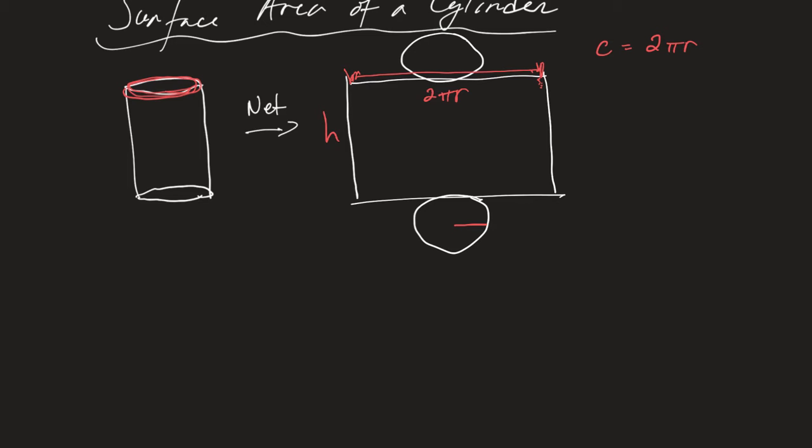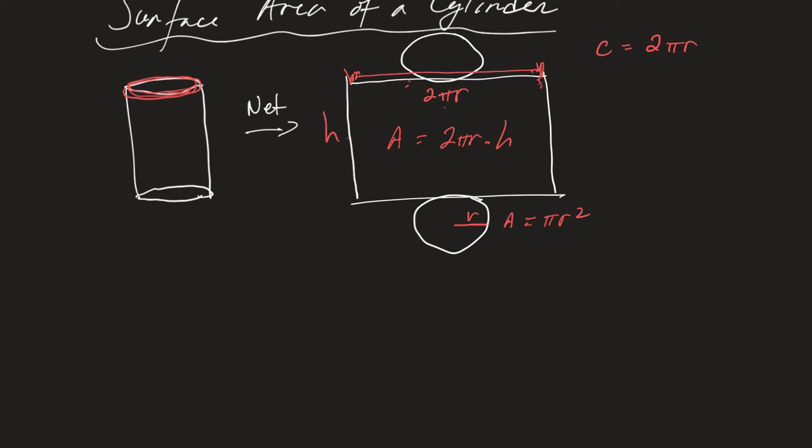So to find that area, it's length times width, or width times length. So 2 pi r times h will give you the area. Okay, that's the area of that. And then the area of this circle is pi r squared. That means you have two circles, so it's twice that amount.